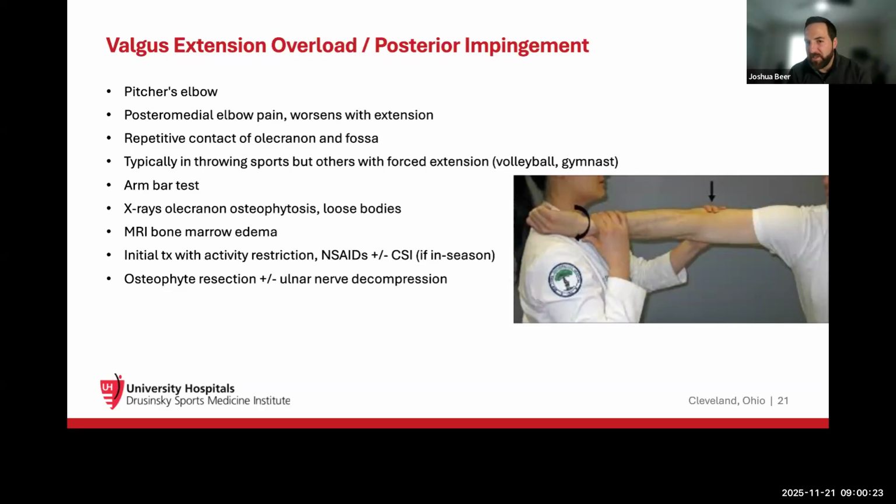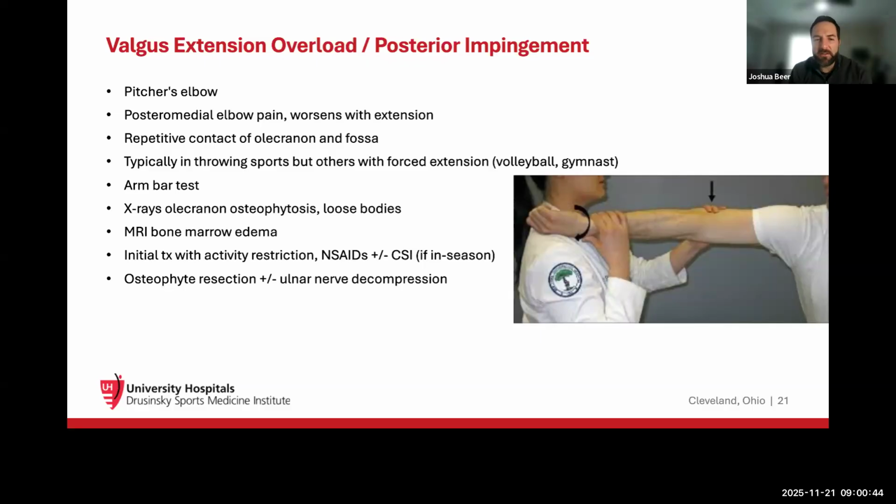Positive armbar test, which can be seen here. You have the patient pronate, and then you put a downward force along the elbow to really cause that olecranon and its fossa to engage, which can reproduce the symptoms. X-ray may show osteophytes or loose bodies. If you get an MRI, it's going to show some bone marrow edema.